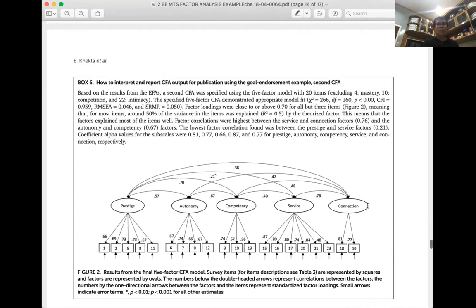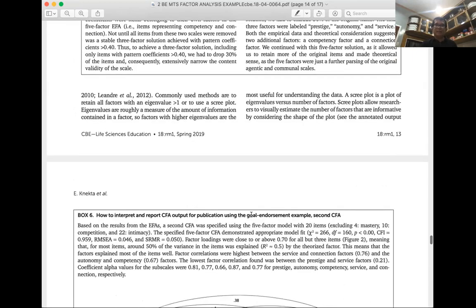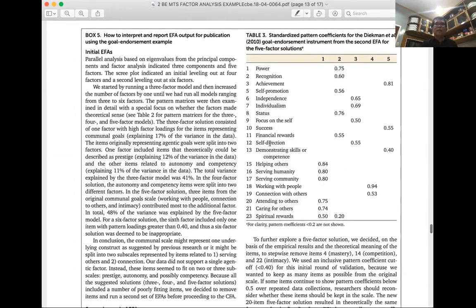So we look up into the groupings. So we have here prestige, autonomy, competency, service, and then connection. So items 1, 2, 5, 8, and 11 are prestige. If you look at 1, 2, 5, 8, and then 11, all of these factor loadings are greater than 0.4.